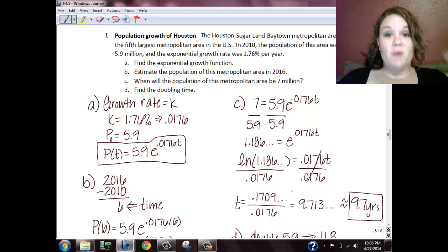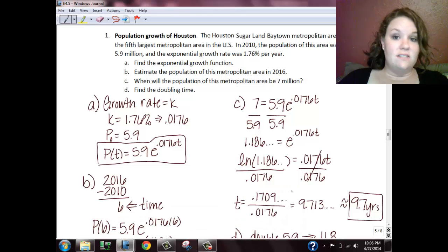All right, so on this first one, notice it says the Houston Sugar Land Baytown metropolitan area is the 5th largest metropolitan area in the U.S. In 2010, the population was 5.9 million, and the exponential growth rate was 1.76% per year. First, they want you to find the exponential growth function. This is good because they gave you the rate and the initial population, so all you have to do is plug that into your function.